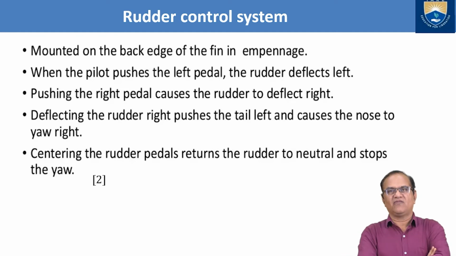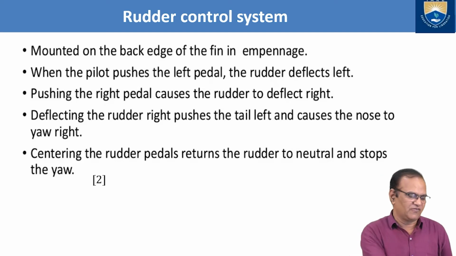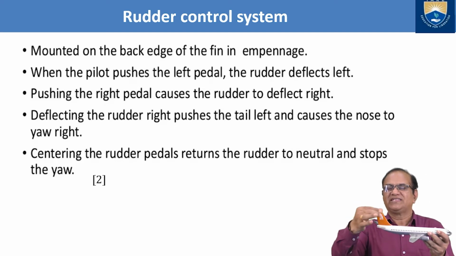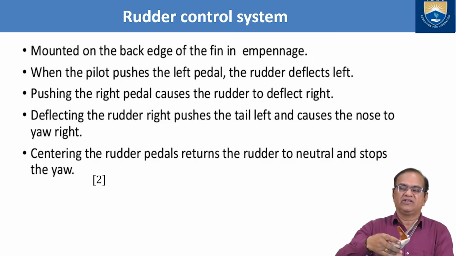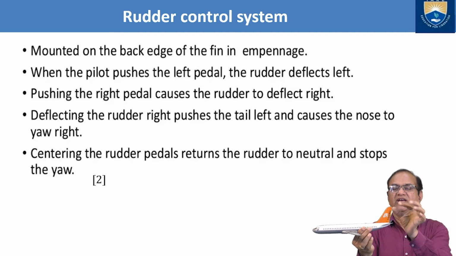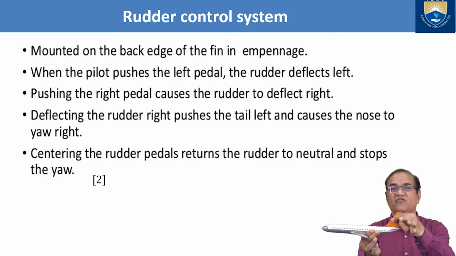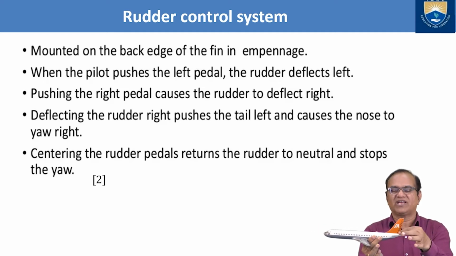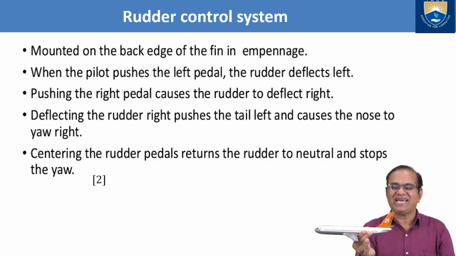Next, the third primary control system is the rudder control system, mounted on the back edge of the fin. Where is the rudder? This is the fin, and you can see the rudder here. It is visible here, rudder. So this is the fin, also called the vertical fin, and the rudder is mounted on the back edge of the fin.